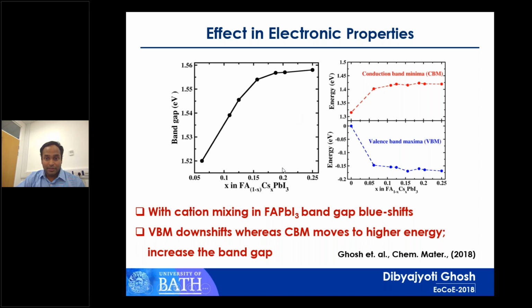When we look into how the frontier bands are changing, we found that the valence band maximum gets downshifted when we increase the cesium concentration, whereas the conduction band gets higher in energy. So as a whole, it increased the band gap, and the band gap gets blue shifted.